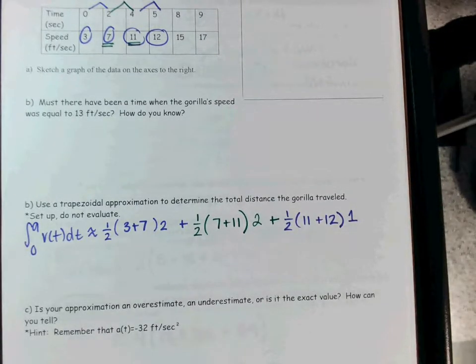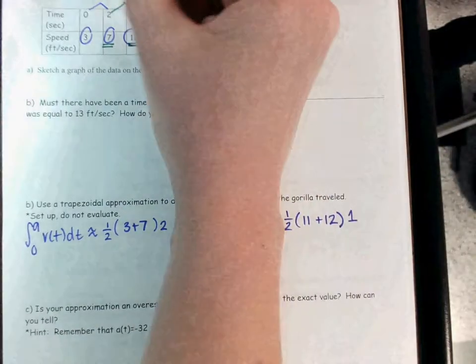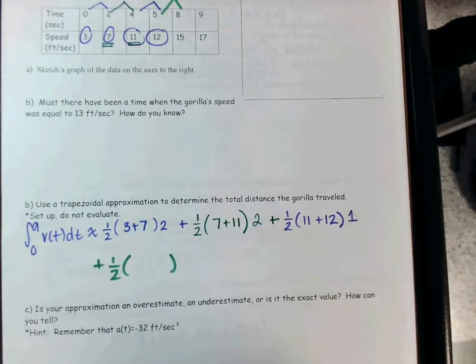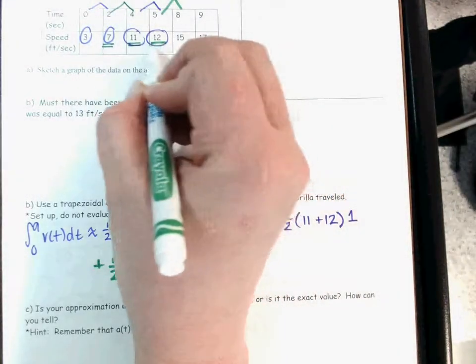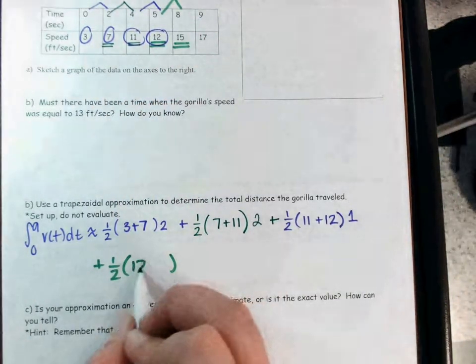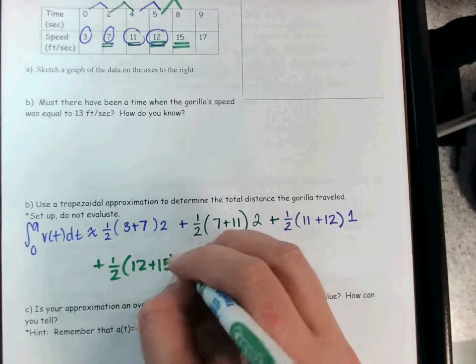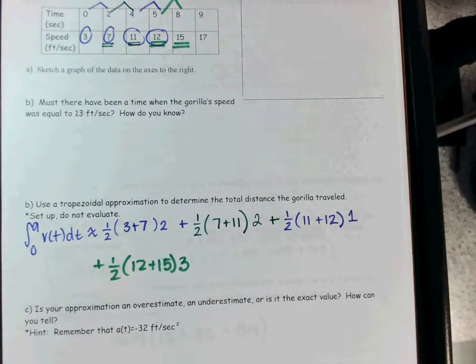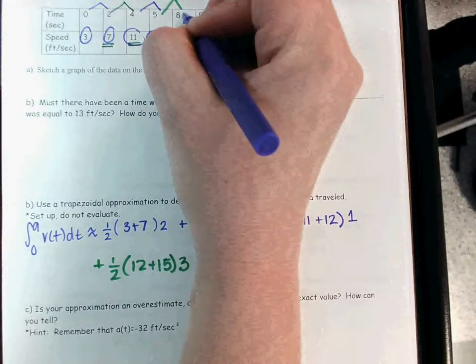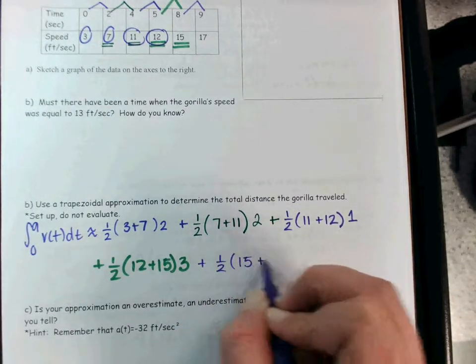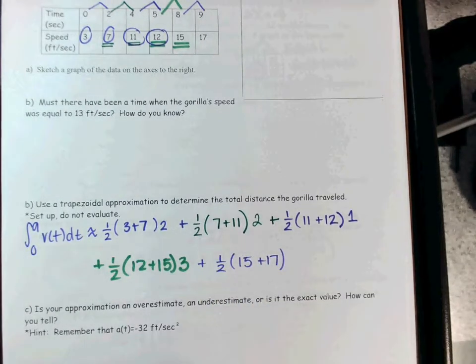Okay, next one. We're going from 5 to 8. 1/2 goes in the front. What are my y values at 5 and at 8? 12 and 15. And then what is the delta x from 5 to 8? 3. Then my last one, plus, from 8 to 9. What are my y values? 15 and 17. And then my delta x from 8 to 9 would be 1.